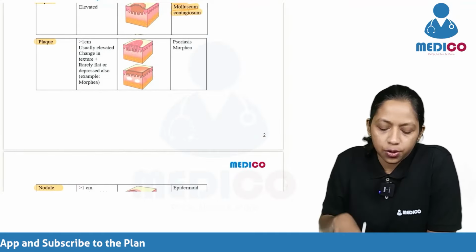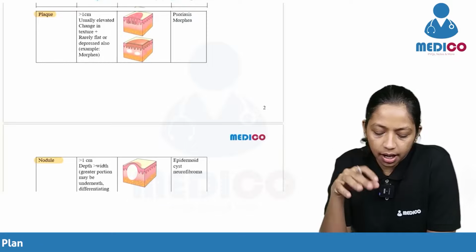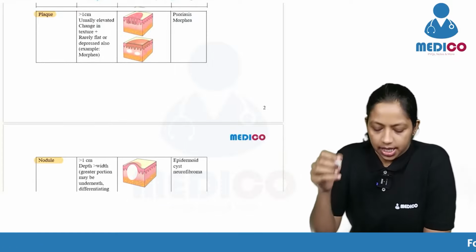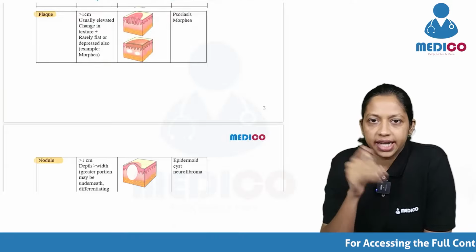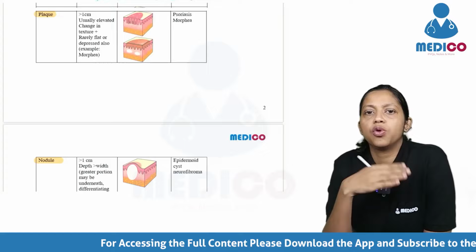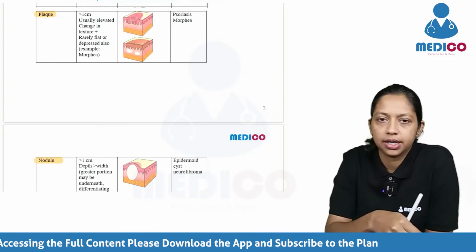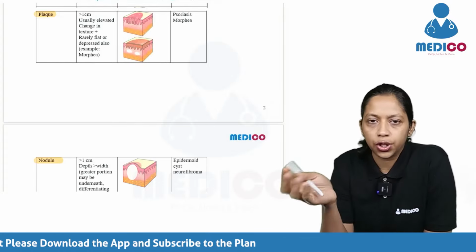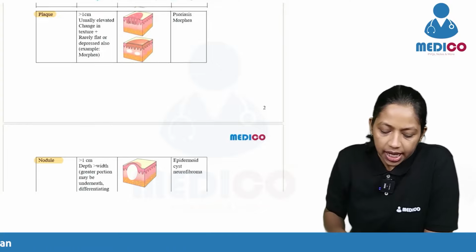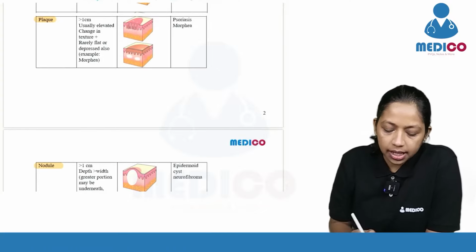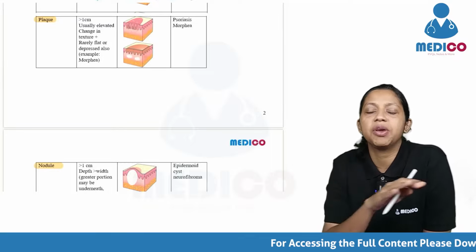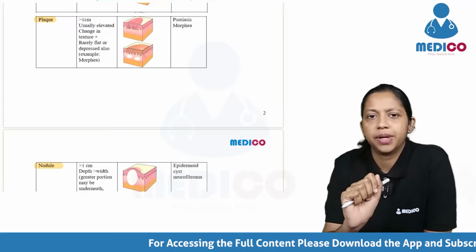And now coming to the plaque. A plaque and a nodule are basically differentiated based on what is the predominant dimension. Is it the width or is it the depth? If the width is more than the depth, you would qualify it as a plaque. But if it is the depth that is more than the width, that is, it is a deeper lesion, that would qualify as a nodule. And both the plaque and a nodule are more than 1 centimeter. Interestingly, you have to remember that while the most common type of plaques are elevated lesions, rarely it can be flat or even slightly depressed.